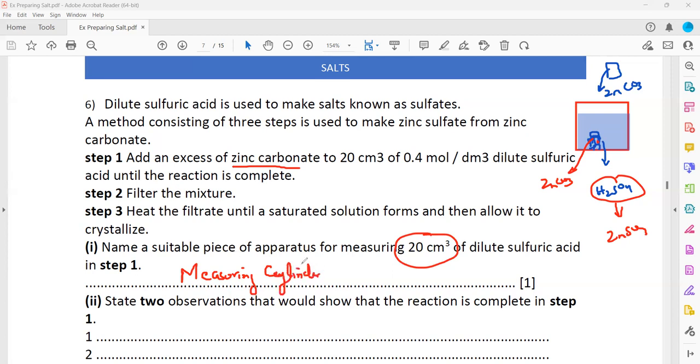What will be the two observations that show that the reaction is completed in step 1? There will be no more bubbles or fizzing, and the solid does not dissolve or react anymore.